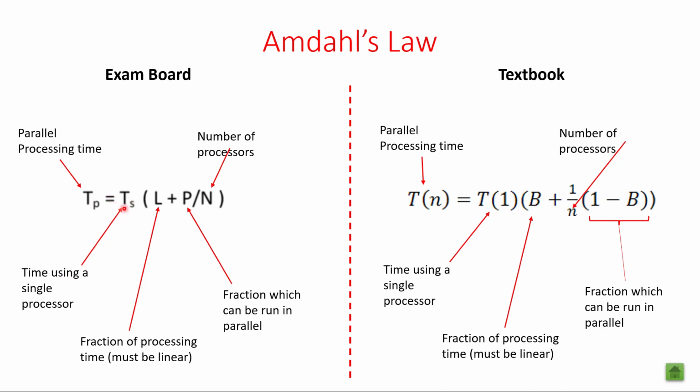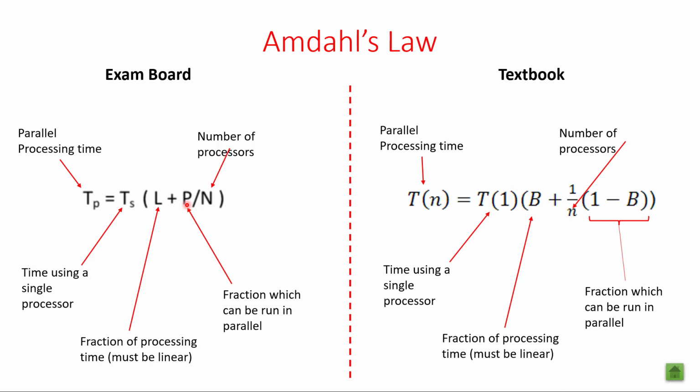So the time taken for a single processor, then you've got the fraction of processing time plus the fraction which can be run in parallel divided by the number of processors that your computer has got. Like so, a quad-core processor, for example, then that would be 4.